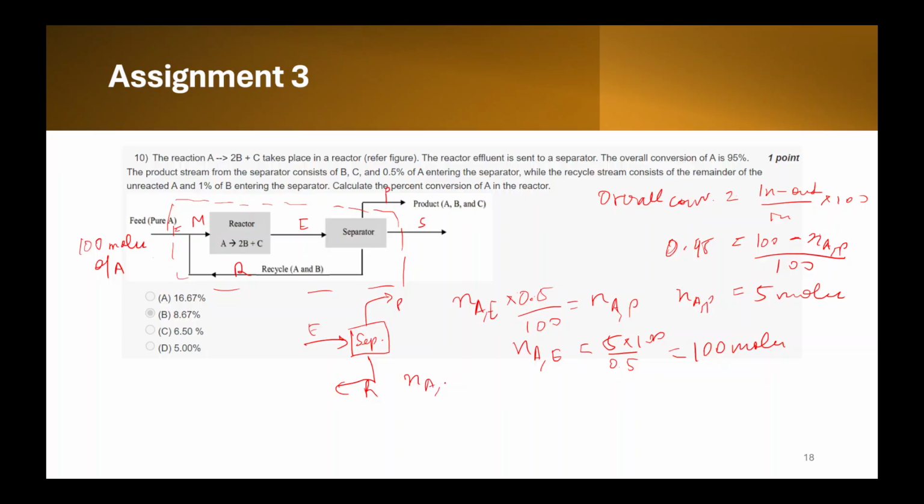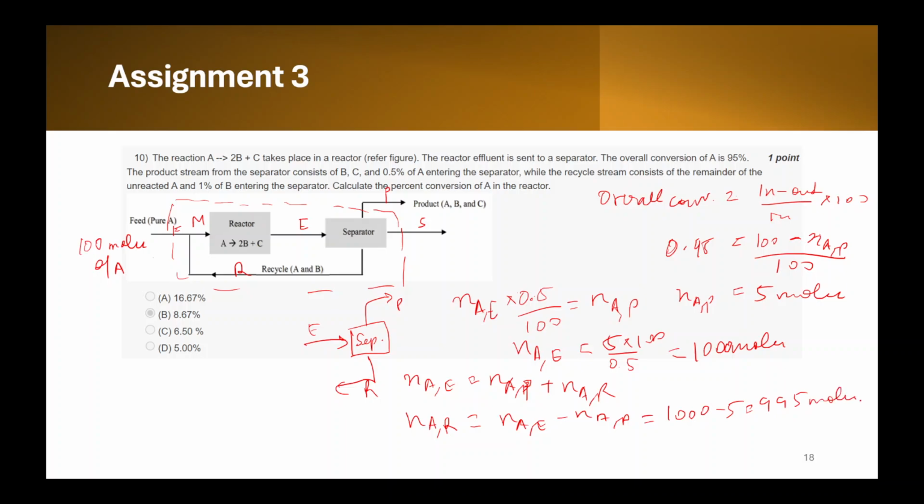So Na,E is equal to Na,P plus Na,R. Okay. So basically you can get Na,R from here. So Na,R will be Na,E minus Na,P. You know both these values. So 100. Oh, this is not 100. Sorry. This is 1000 moles. So 1000 minus 5 is 995 moles.